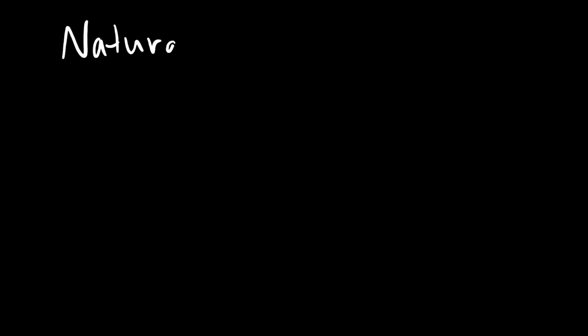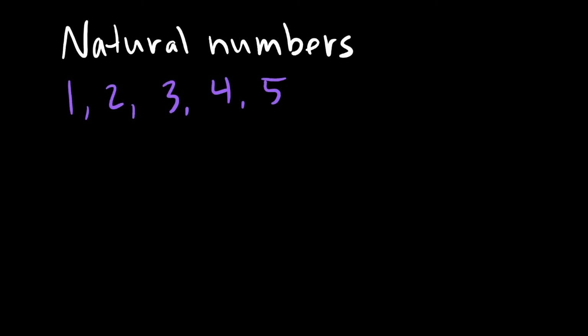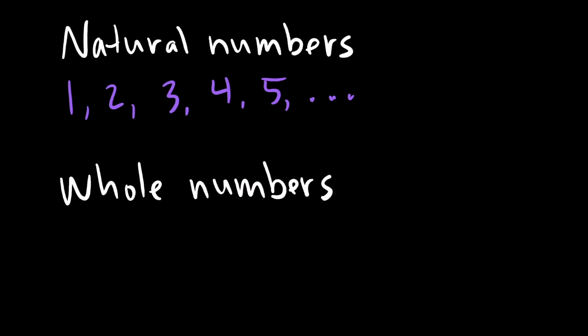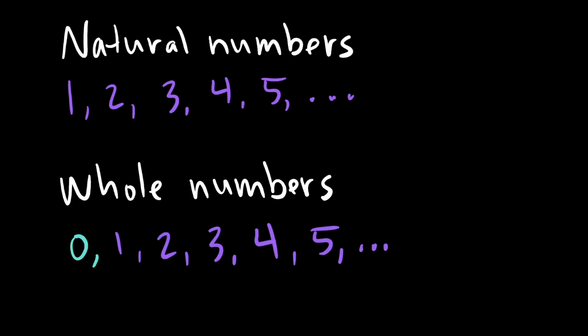To sum this up, remember that natural numbers are 1, 2, 3, 4, 5, and so on, and whole numbers are all of the natural numbers plus 0. So whole numbers will be 0, 1, 2, 3, 4, 5, and so on.